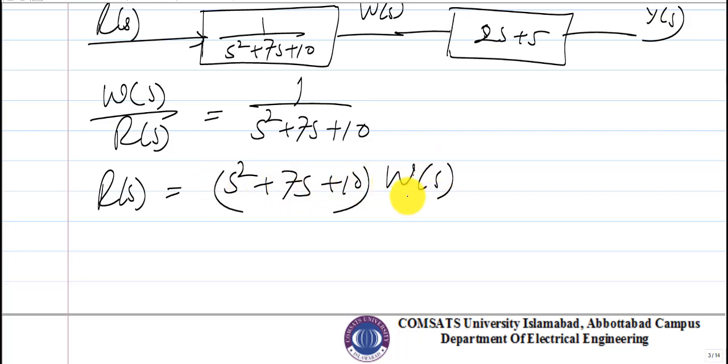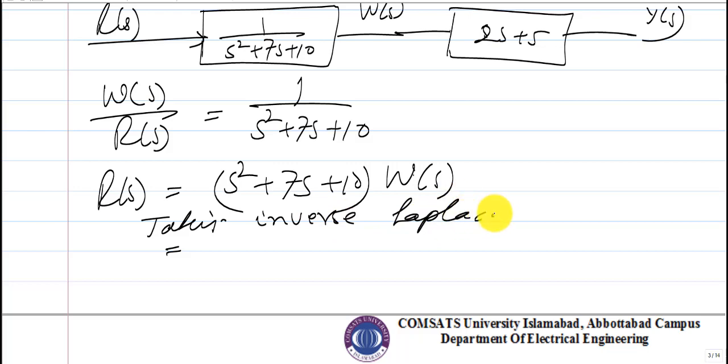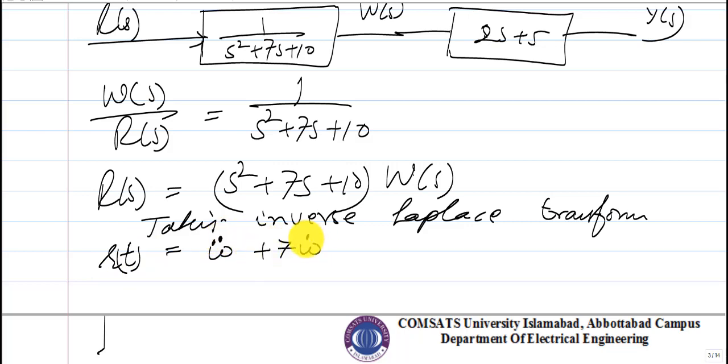If you take the inverse Laplace transform of this function, what we will actually get is r(t) equal to w double dot plus 7 w dot plus 10 w.